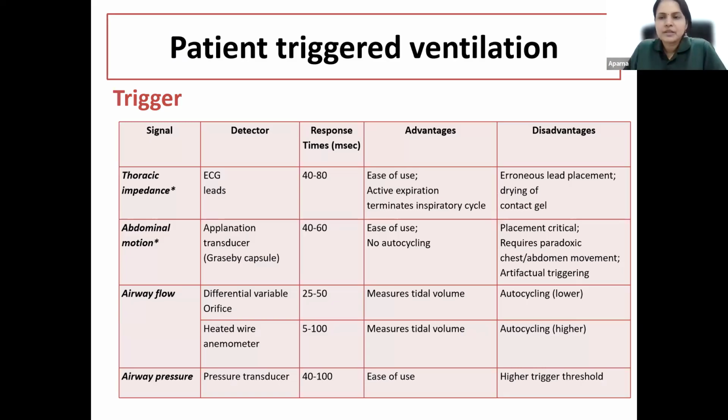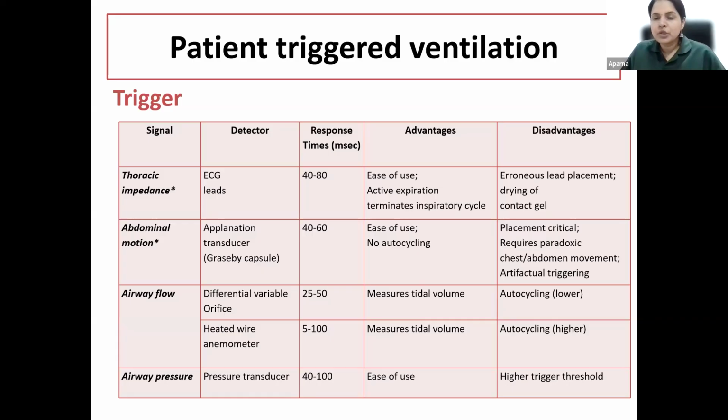So this is a table comparing the different flow sensors. Both the thoracic impedance meters and abdomen motion sensors are relatively late detectors of the baby's respiratory effort, and hence they have greater trigger response time or trigger delay. However, they are technically easy to use, but they are not in vogue these days. The flow sensors have lesser response times and they are more sensitive because they detect the respiratory efforts very early when the baby starts inhalation.